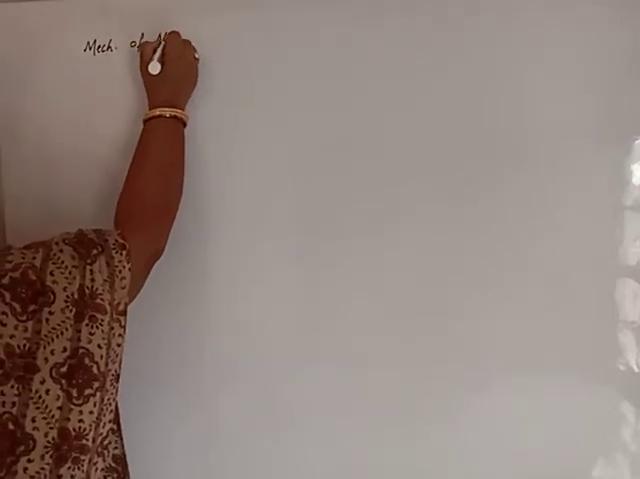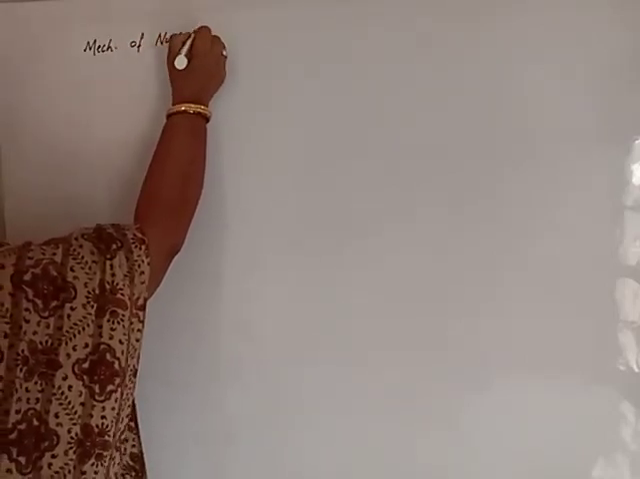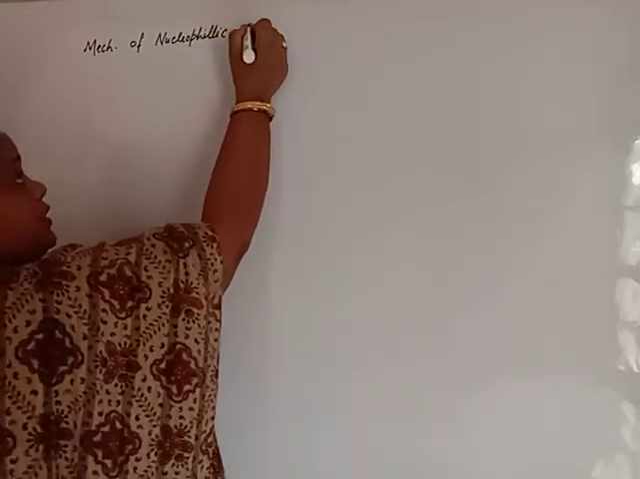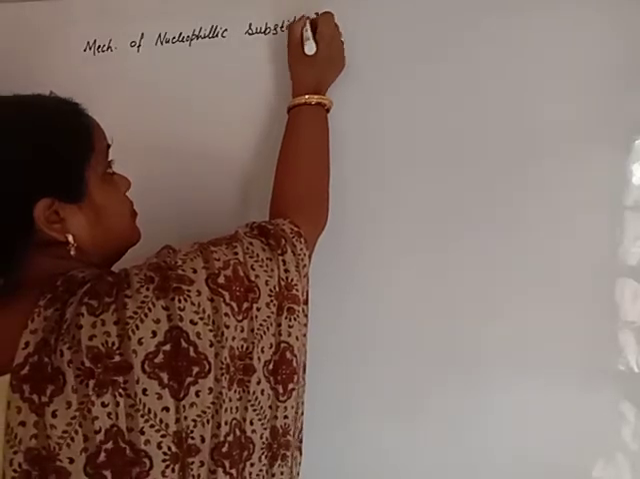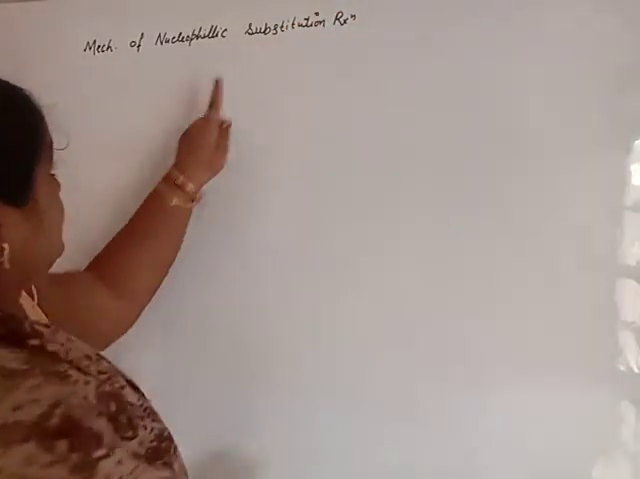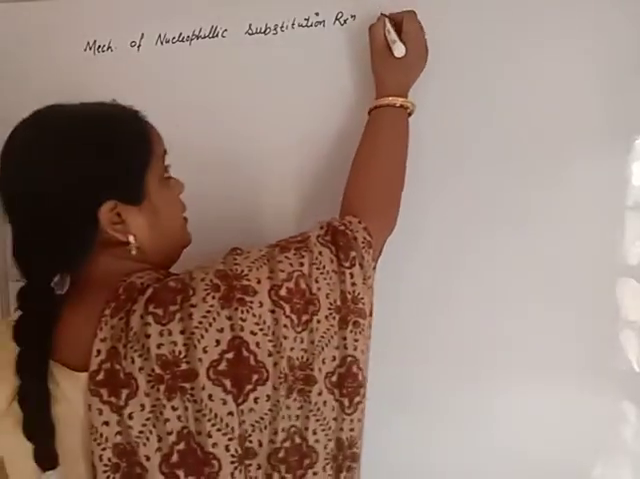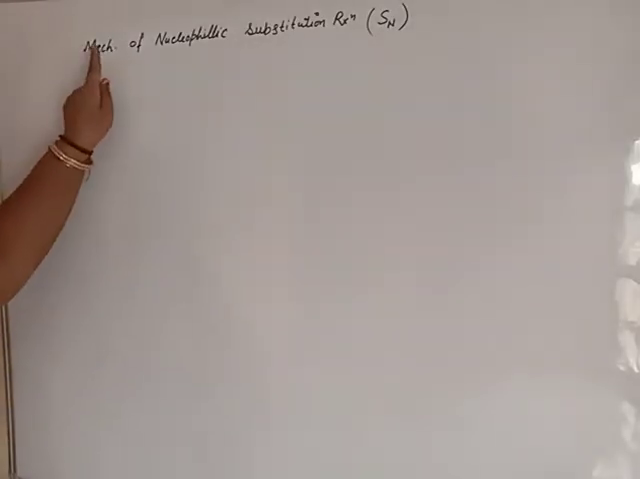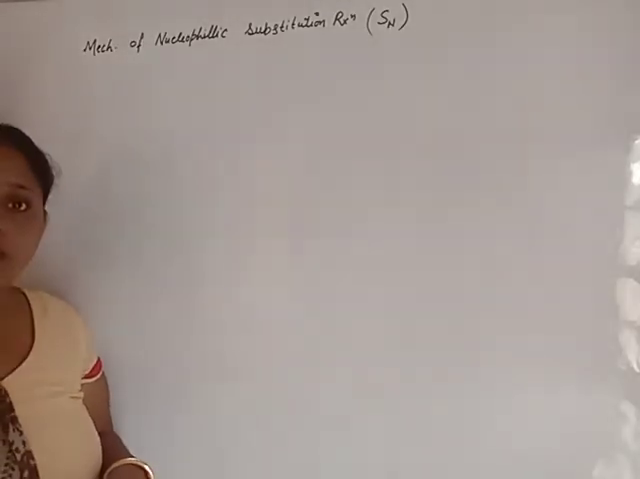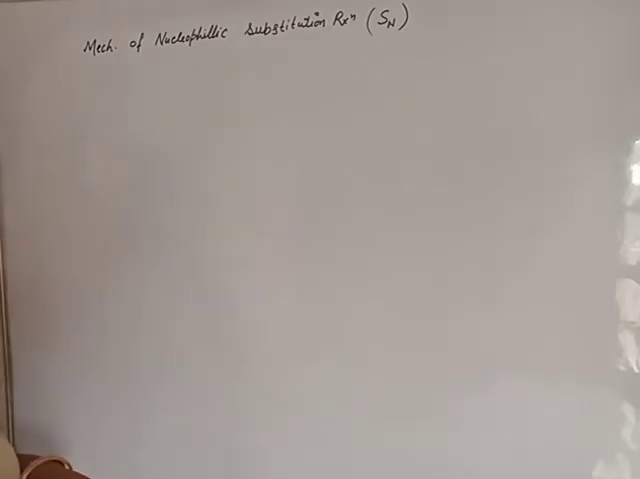Students, today we will discuss the mechanism of nucleophilic substitution reaction. Beta, nucleophilic substitution reaction is represented by SN. SN mechanism for nucleophilic substitution reaction in case of haloalkane. In case of haloalkane, beta, the mechanism follows two types.